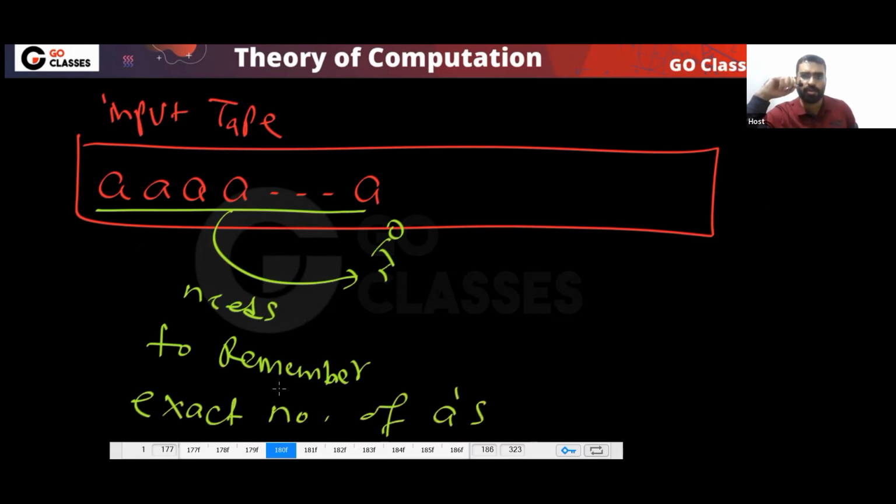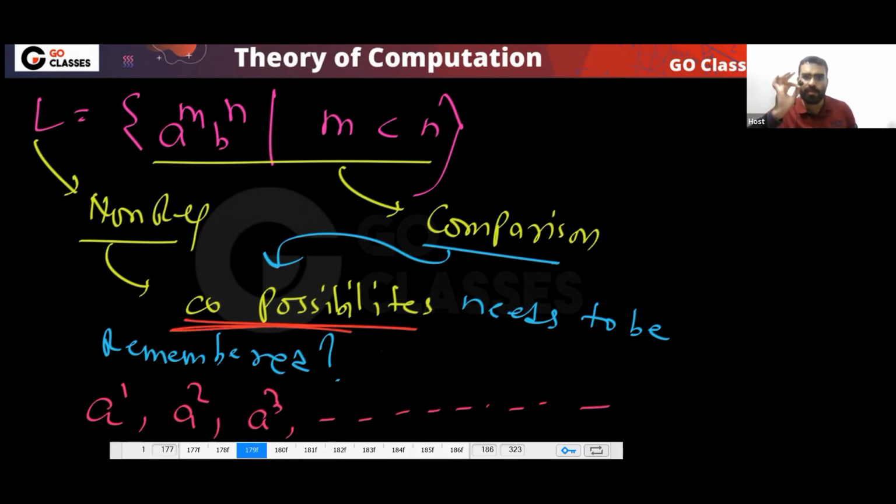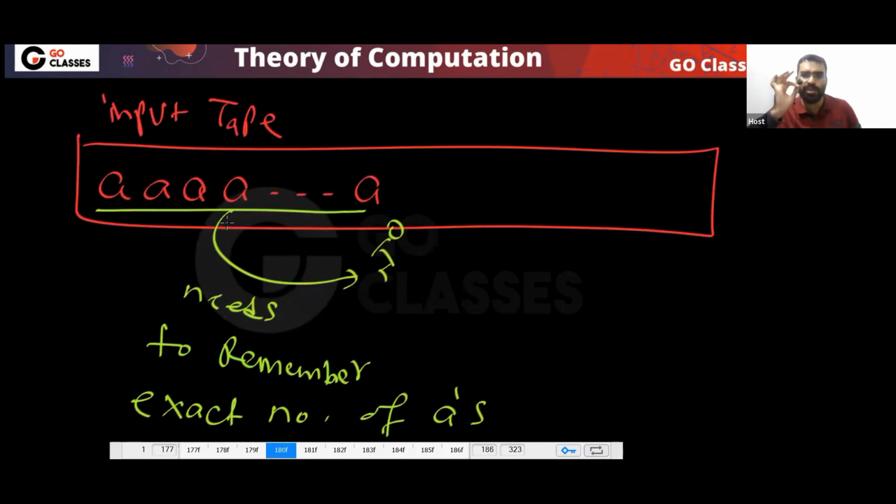We need to remember so that the number of B can be bigger than this. So what are the infinite possibilities? I can say A power 1, A power 2, A power 3. These are the infinite possibilities that we need to remember. Correct? Yes or no? Agree or not? We need to keep track of these infinite possibilities, so that is the reason, and you can have this type of situation.